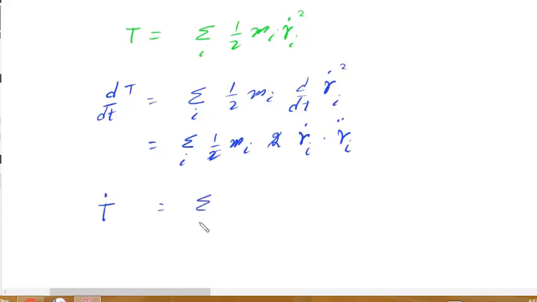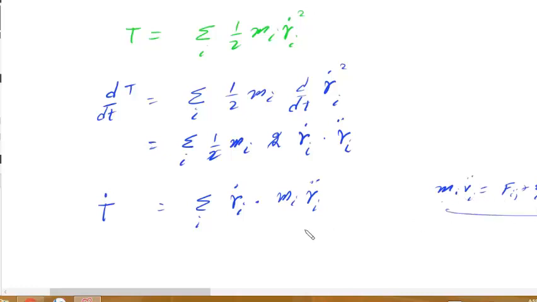Okay, and this is the summation of the m_i r dot I, and then m_i r double dot I. Now, the x value is equal to the m_i r double dot I value, which is equal to the F_ij plus the summation of the F_i external. Okay, and this we have already discussed in the previous videos.